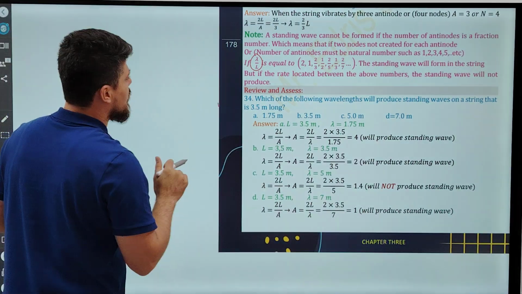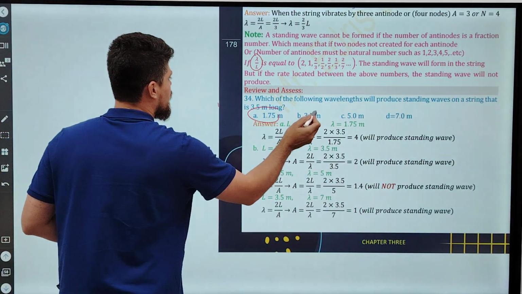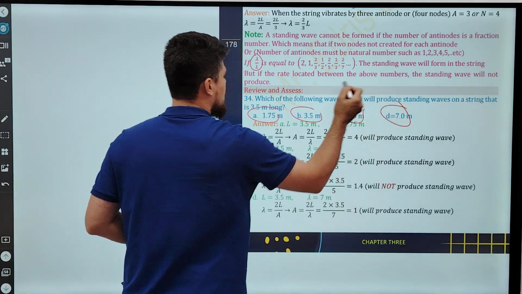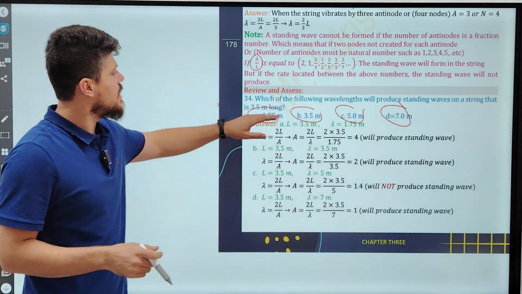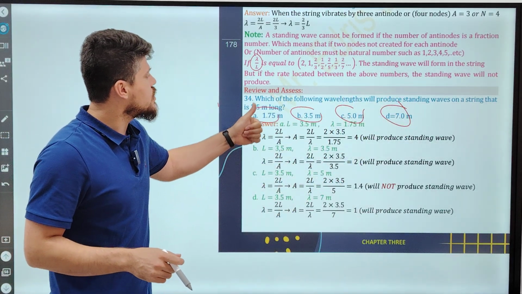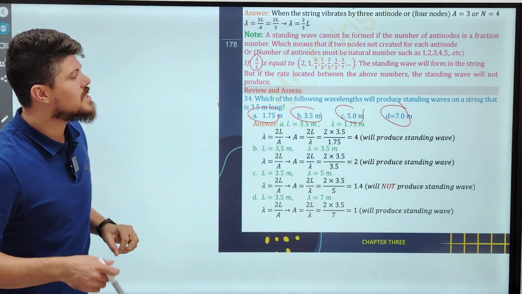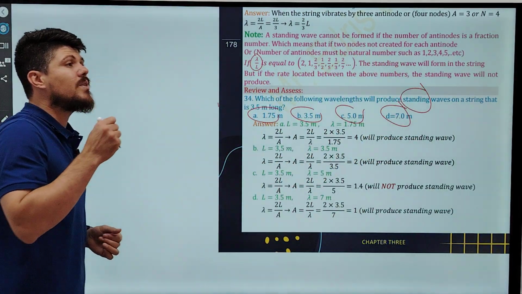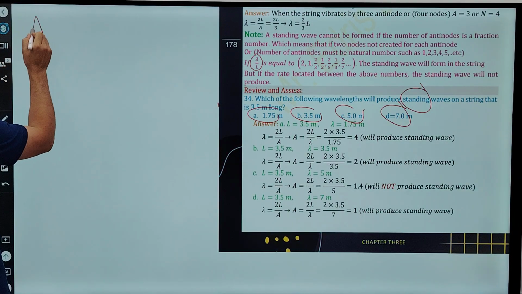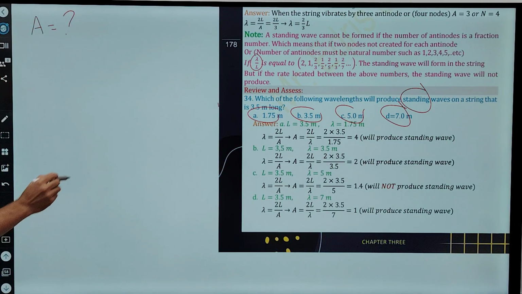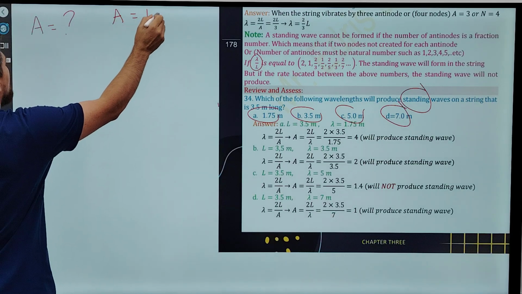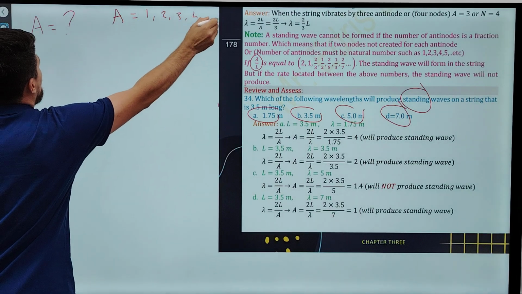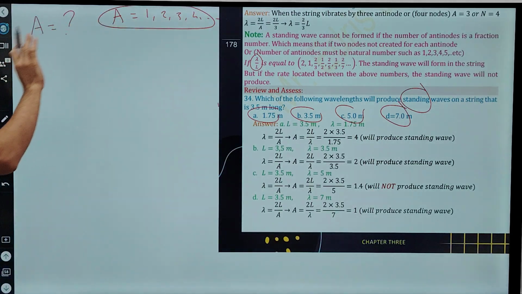Which of the following wavelengths? How many wavelengths do we have? 4. Very good question, okay? It is a tricky question, be careful. Which of the following wavelengths will produce a standing wave? How can you determine which wavelength produces a standing wave? You have to find the number of antinodes. If the antinode is equal to 1, 2, 3, 4, and so on, we can say this wavelength can produce a standing wave. But with a decimal point, no.